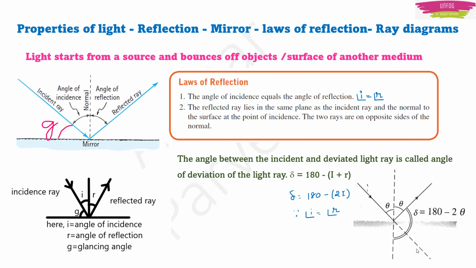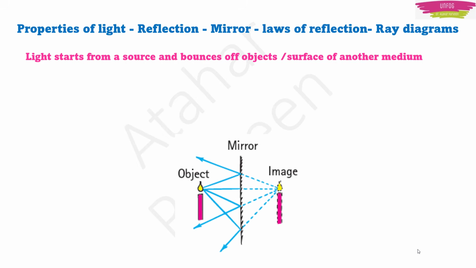Okay, so questions can be asked based on the glancing angle, the angle of deviation, or the laws of reflection. We need to know all these points thoroughly, keeping in mind the HSTR and KREIS difficulty level of the questions. Okay. What happens in a plane mirror?